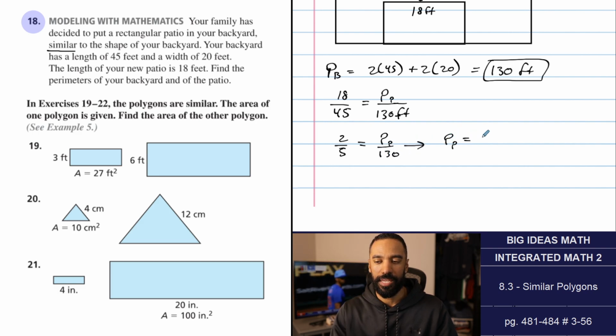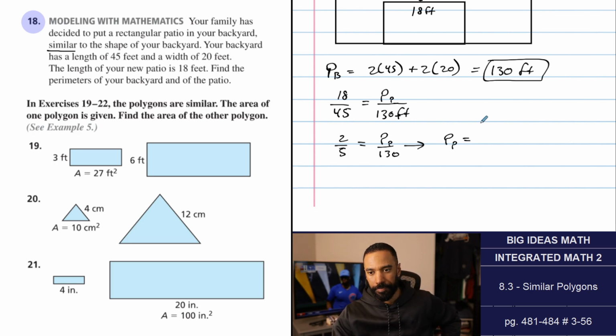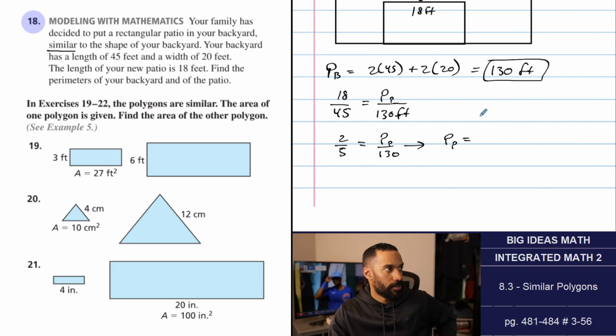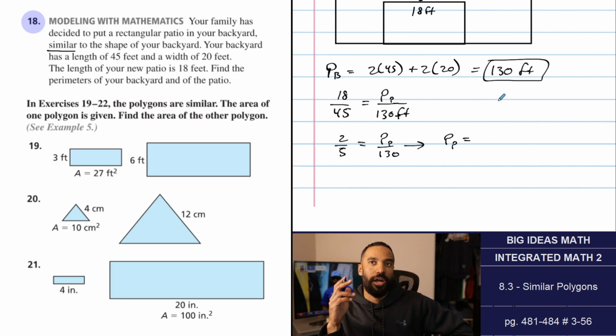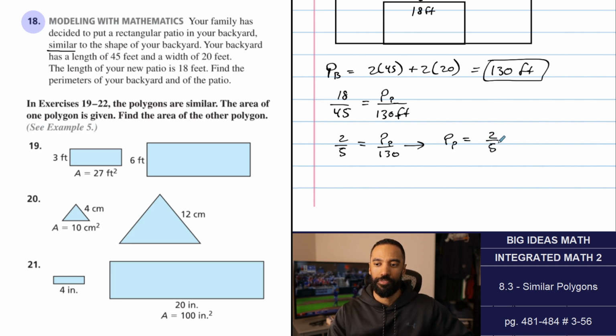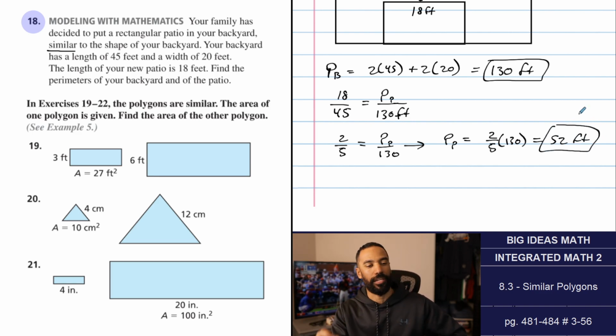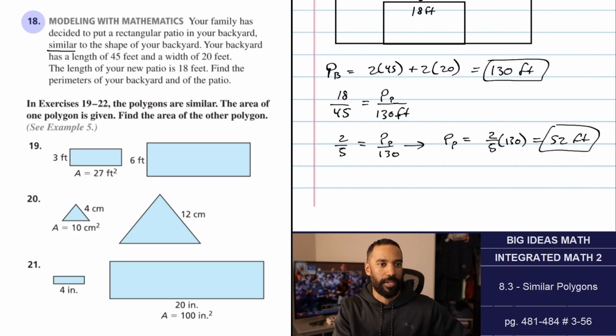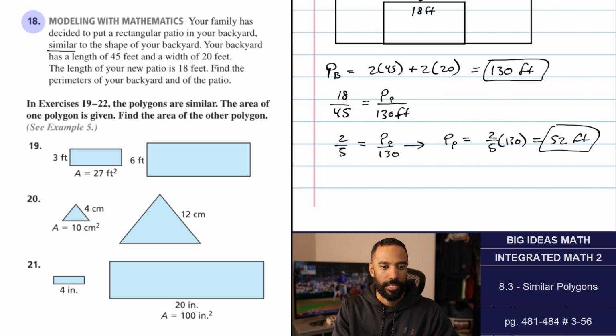So P sub P equals 2/5 of 130. I don't know what that is, because I don't know what 130 divided by 5 is. 130 divided by 5 is 26. Times 2 is 52. So 2/5 of 130 is 52 feet. That's the perimeter of the entire patio there. And that's what we got, at least if I trust my own math, and I feel like I should. Let's go with it. So 130 for the other one. Did I put that? Yes.